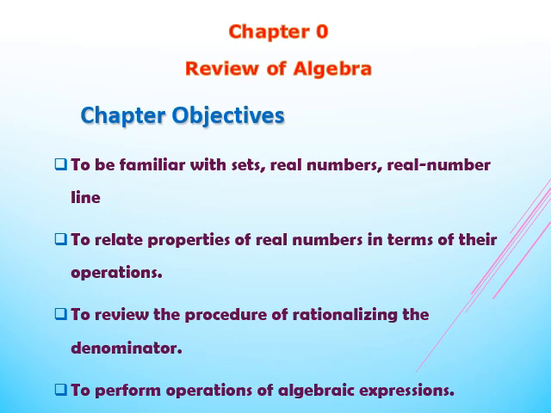We will start with Chapter 0, which is the review for algebra, and this is the basics for the mathematics techniques. This chapter's objective is to be familiar with the sets and the real number line. Also, we will introduce the related properties for the real numbers in terms of their operations. Then we will review the procedures for rationalizing and taking radicals. Finally, we will perform operations for algebraic expressions.